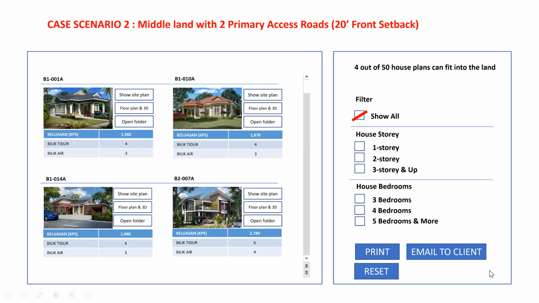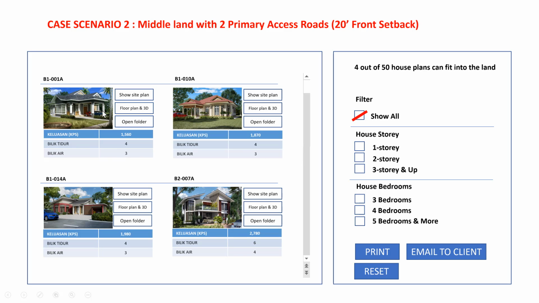Okay, so here if I were to click next, this is just an example. Say if I have 50 house plans in my database, it probably says 4 out of 50 house plans can fit into the land. Right, this 1, 2, 3, 4. If I have more than 4, I can scroll down.